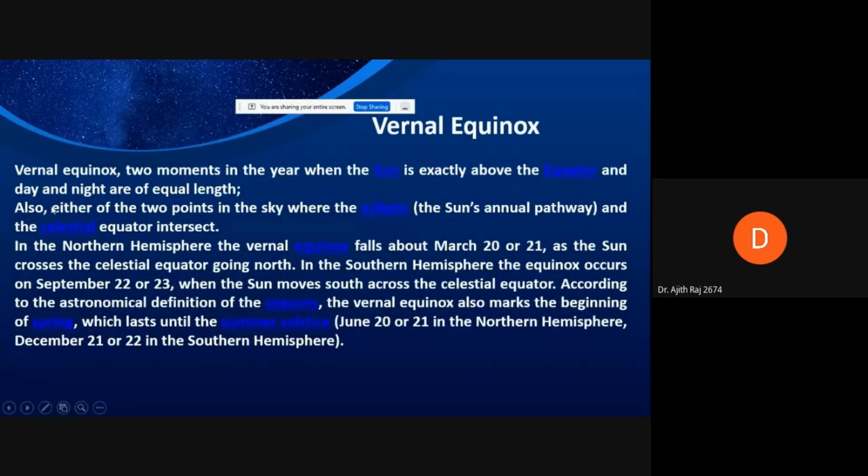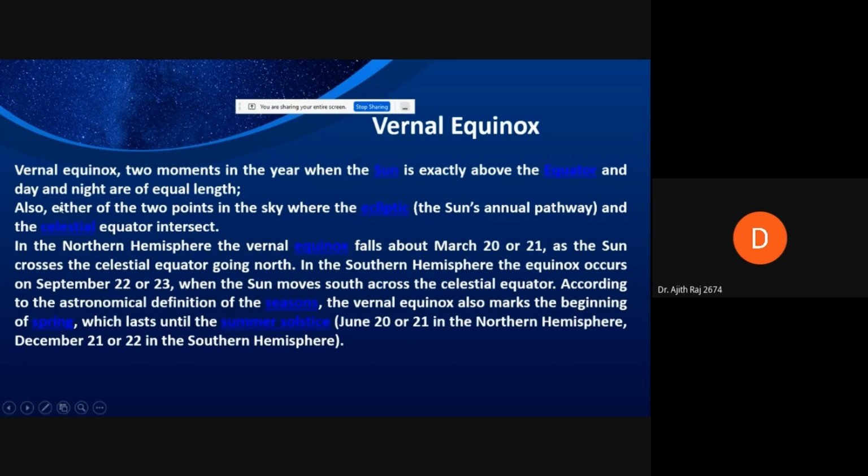Vernal equinox. Vernal means spring. Equinox means equal. So spring equal. We'll come back to that in the next stage. So vernal equinox: two moments in the year when the sun is exactly above the equator, and the day and night are of equal length. That's why, since the day and night are of equal length, we call this equinox. And for this to happen, the sun is exactly above the equator. As I said, we have an equator that divides the sphere, with the northern hemisphere above and the southern hemisphere below. Okay, that will come again.